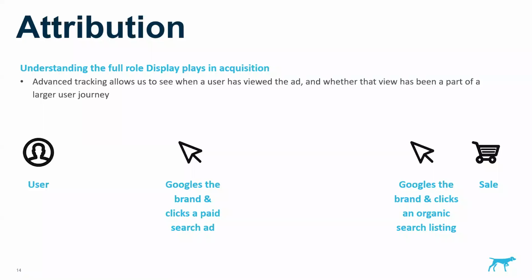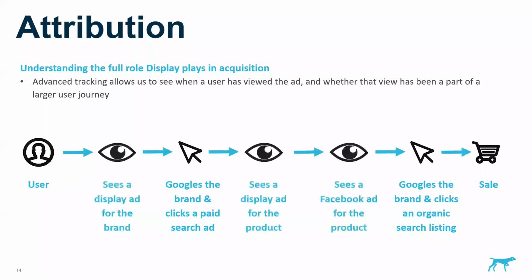But with this sort of post-view tracking, we can start to say, oh, well, they might not be clicking these display ads, but we're able to see when they've appeared and when they've actually been viewed by the user. So it's not just appearing on a page out of sight. It's making sure that it actually has been loaded and come into their line of sight, essentially.